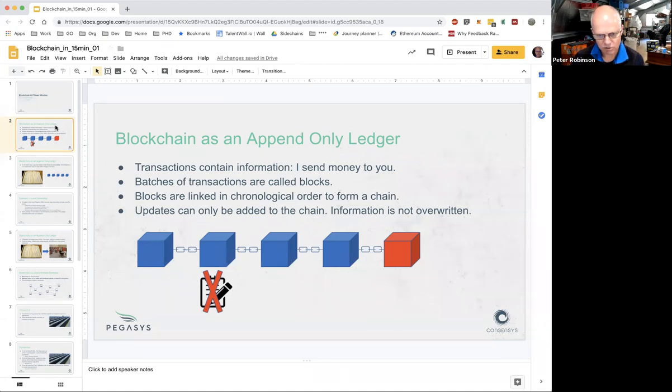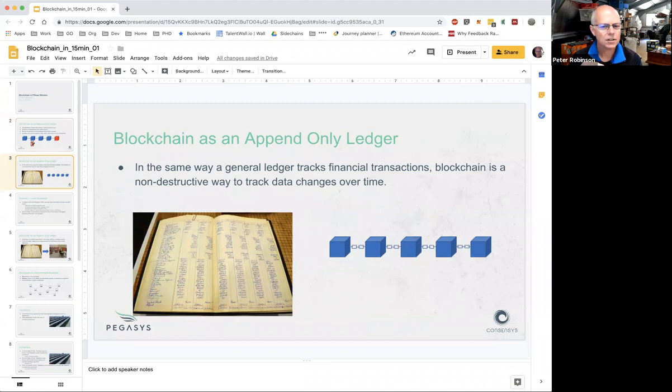And for instance, as you're seeing in this slide, updates can only be added to the end of the chain. You can't add information in the middle. So for instance, here, you can add that red block at the end, but you couldn't alter the inside of the block earlier on. And if someone tried to do that, you would be able to detect it.